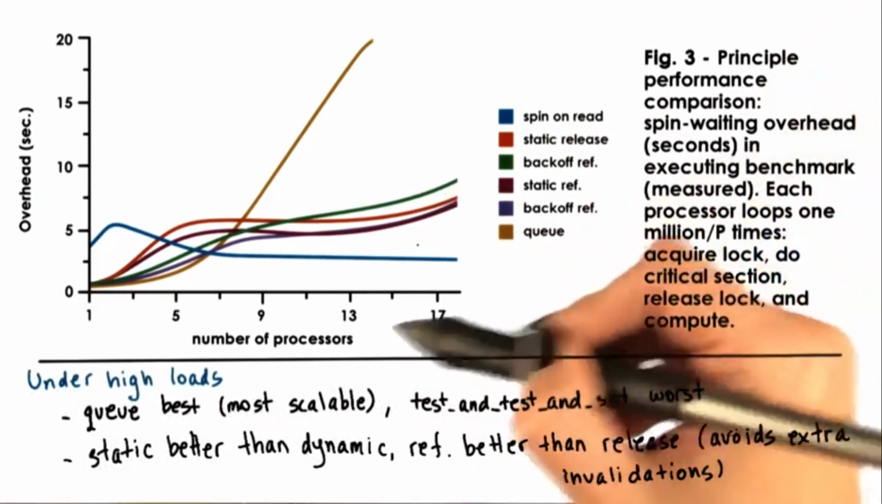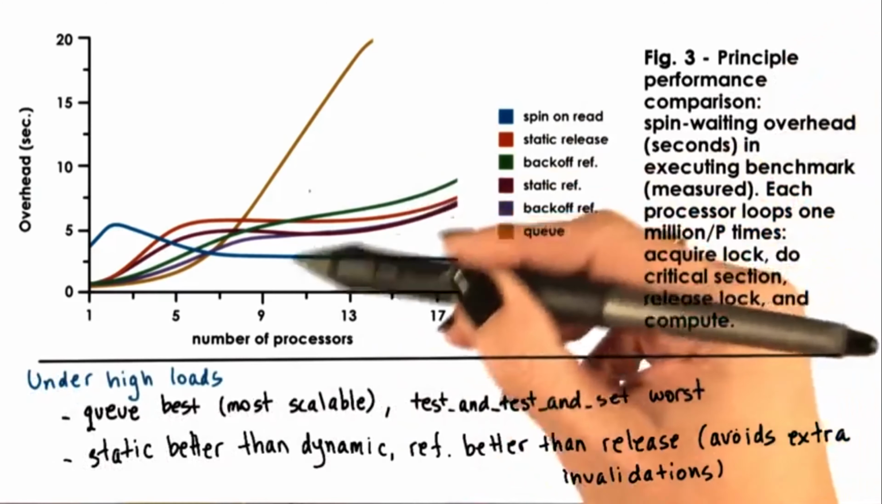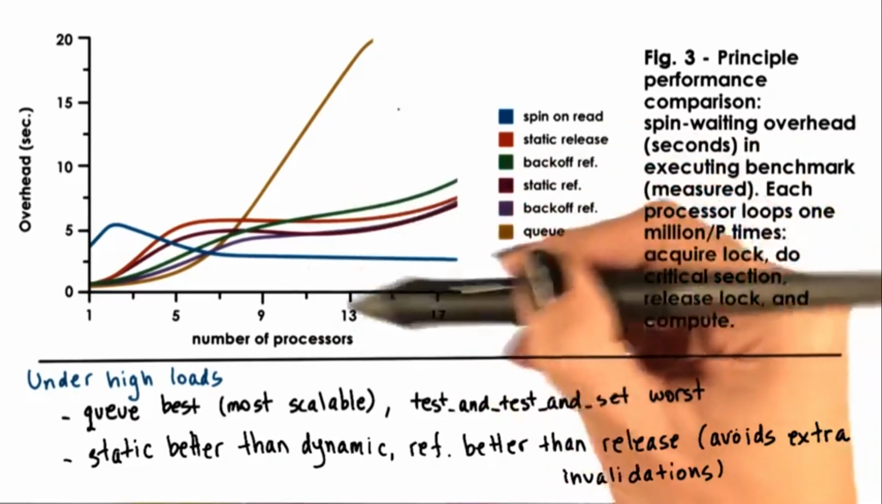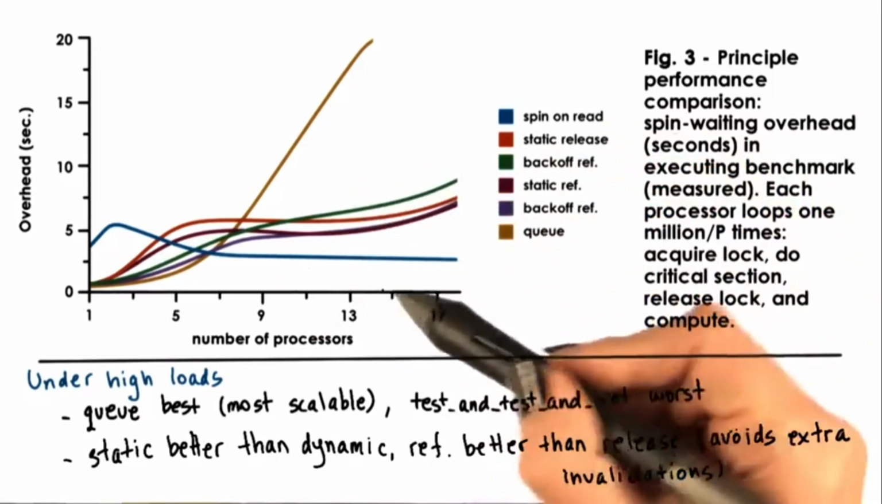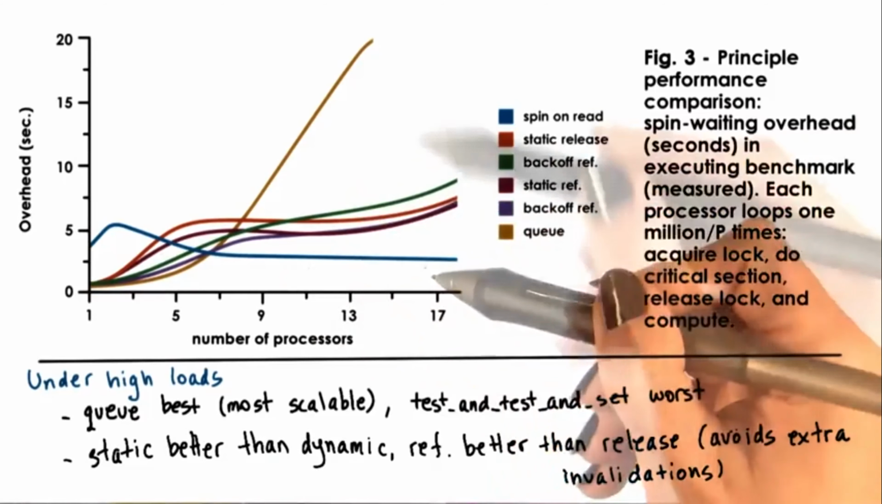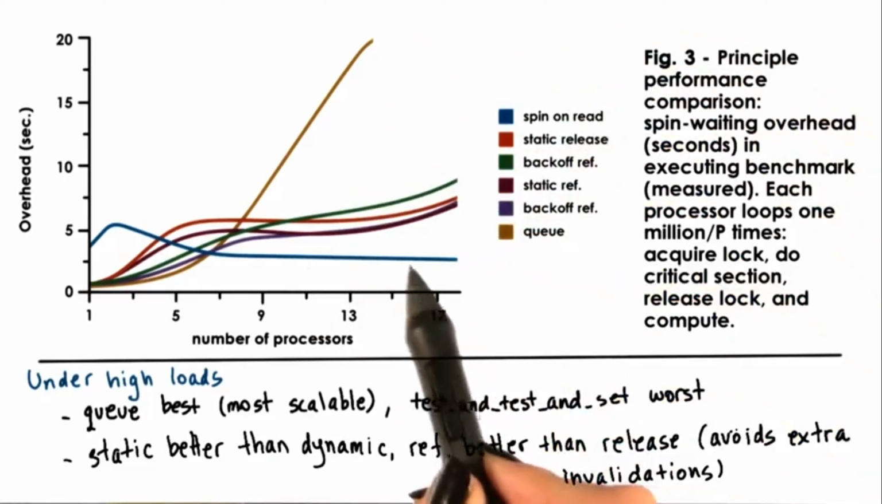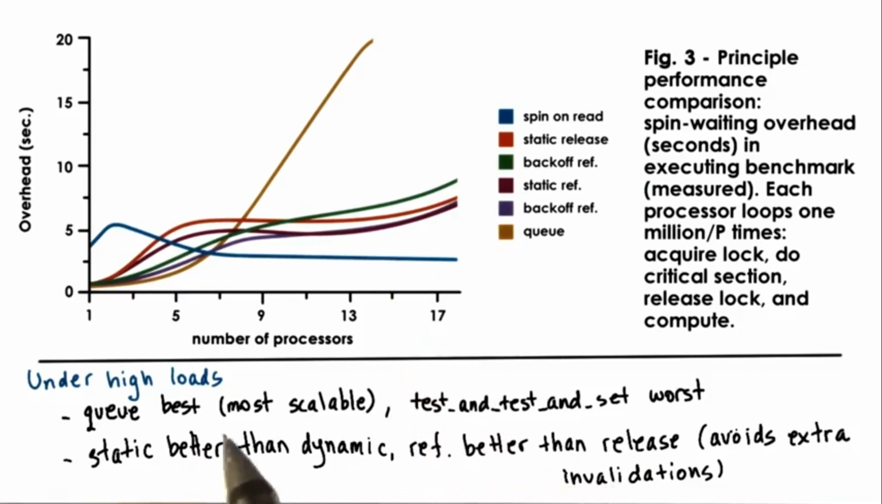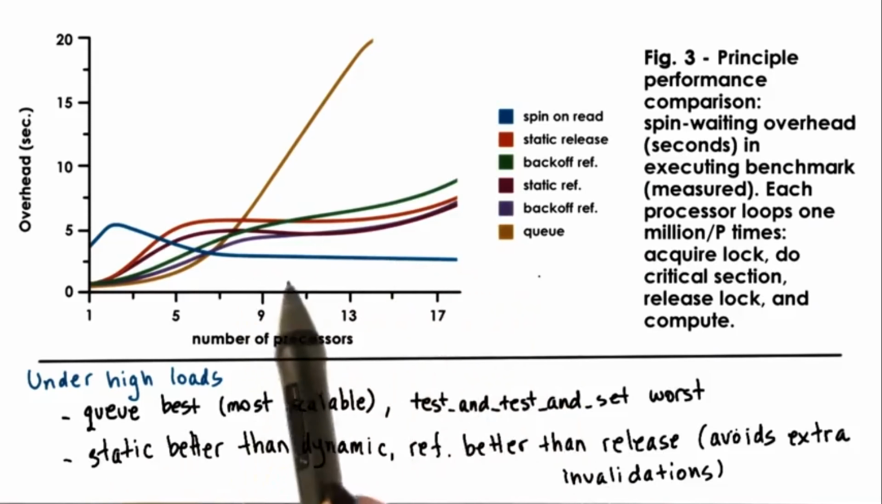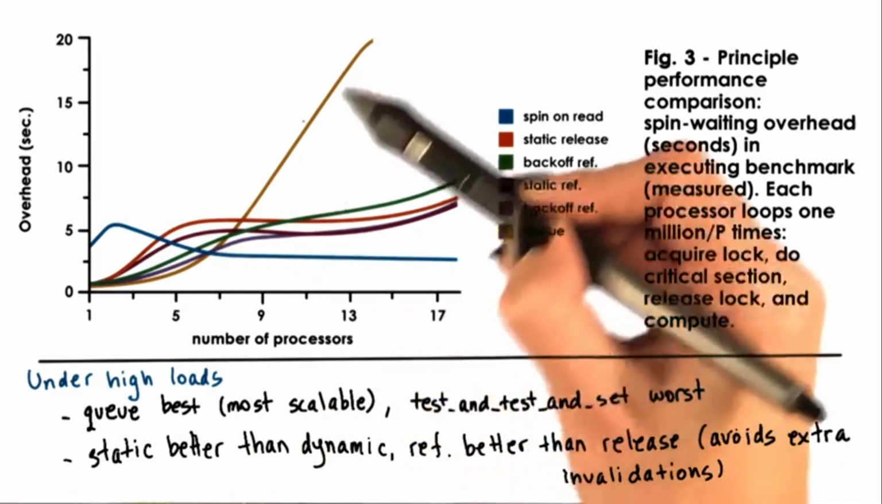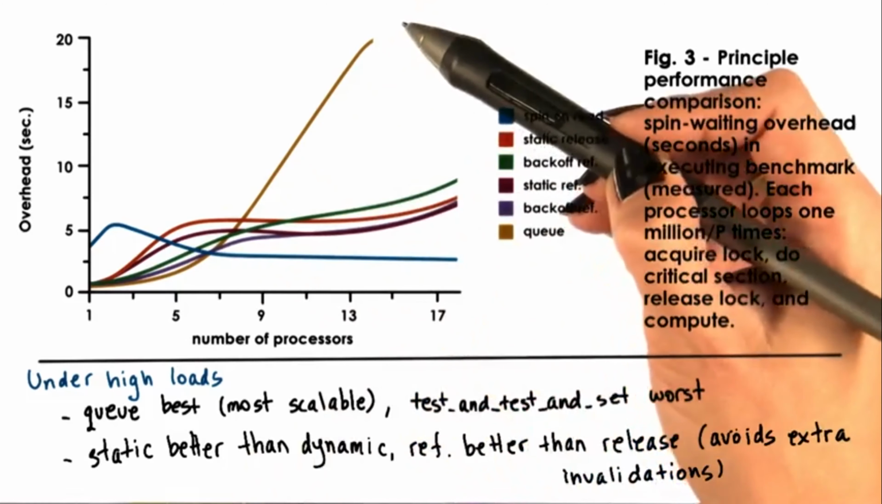So let's see what happens under high load. This is where we have lots of processors and lots of processes running on those processors that are contending for the lock. We see from these measurements that the queuing lock is the best one. It is the most scalable, and as we add more and more processors, more and more load, it performs best. The test and set lock, that's this line here, will perform worst.